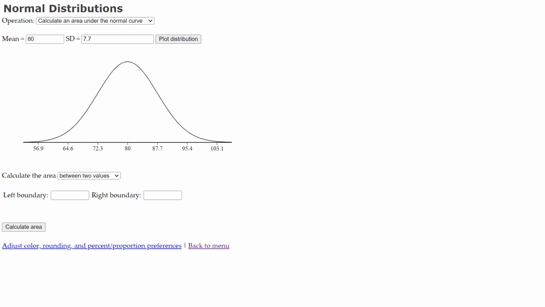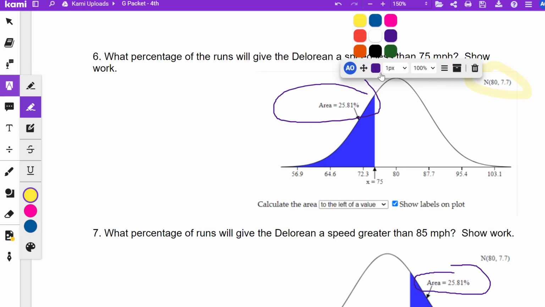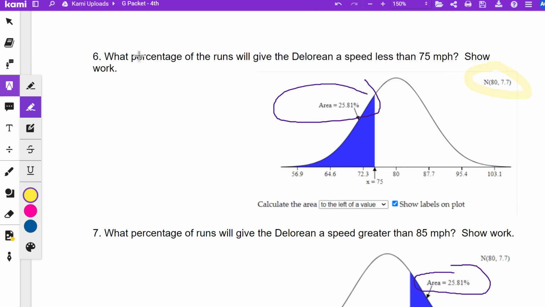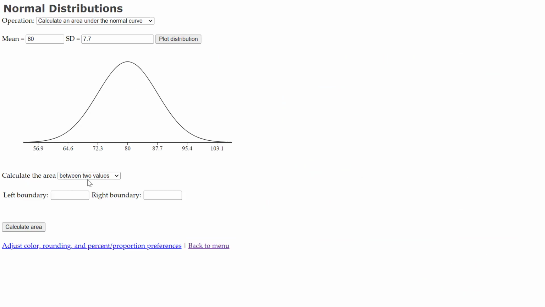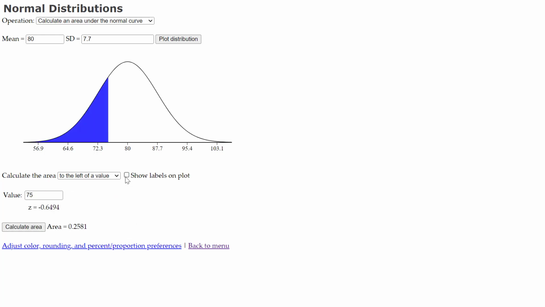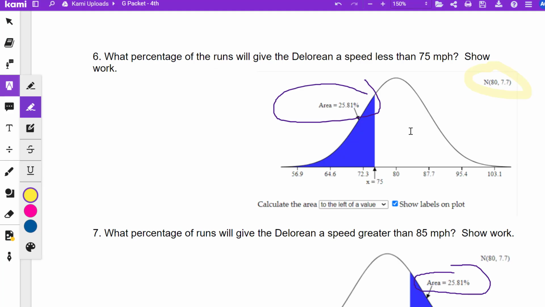And it wants to know what is the probability or what percentage of runs will give a speed less than 75 miles per hour. So all I have to do is make sure that I'm going to the left of a value and put 75 in, calculate, and if you click this show labels on plot, you get this beautiful picture right here, and it gives you the area. You can change that to percent. You could say 25.81%. But most of our answers are actually in decimal format. So that's how I got the 25.81%.